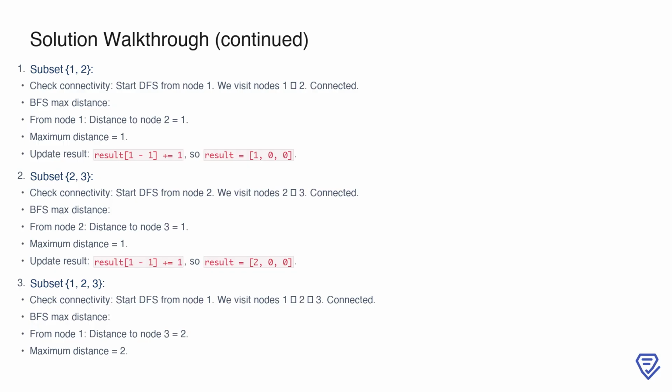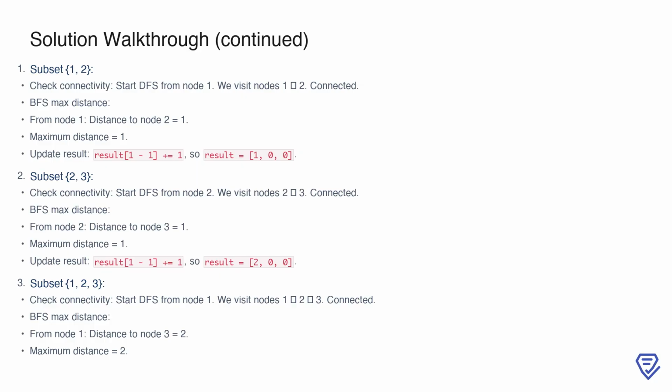For the subset 1, 2, we first check if it forms a connected subtree. Using a depth-first search starting from node 1, we visit nodes 1 and 2, confirming that the subset is connected. Then, we calculate the maximum distance within this subset using breadth-first search. Starting from node 1, the farthest node is node 2, with a distance of 1. Since the maximum distance is 1, we update the result array at index 0, which corresponds to distances of 1, making the result 1, 0, 0.